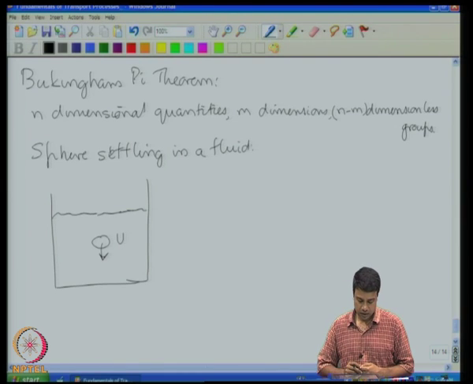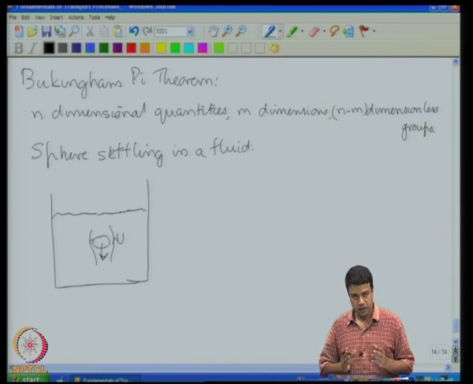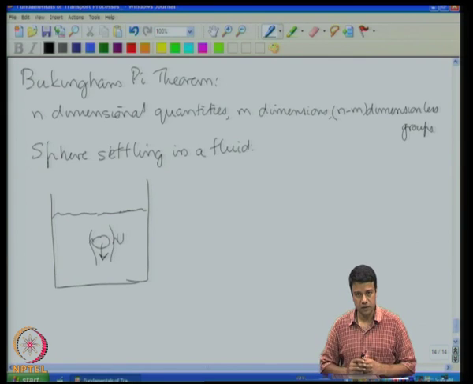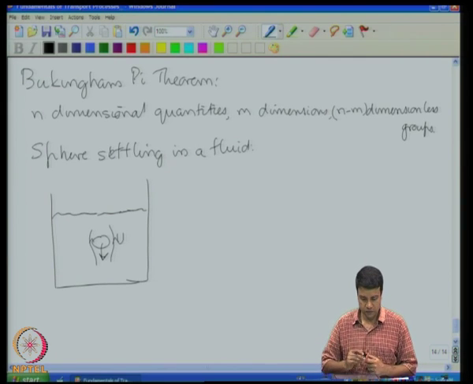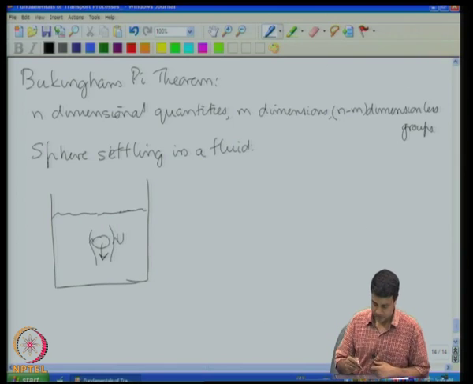The forces here: there is one gravitational force acting on the particle downwards, and there is a buoyancy force acting upwards. In addition, there is a drag force acting on the particle. The drag force is due to fluid friction. As the particle moves downwards, the fluid has to move around the particle relative to it, and that fluid motion around the surface of the particle causes fluid friction, which acts as a resistive force to the motion of this particle. So our task is to find out what this drag force, Ft, is.